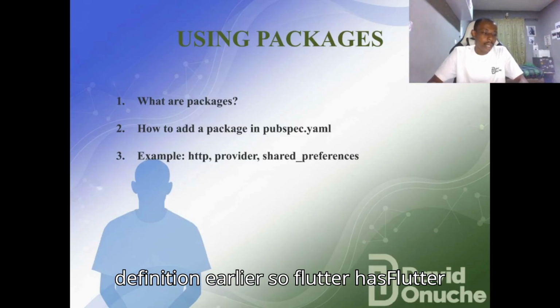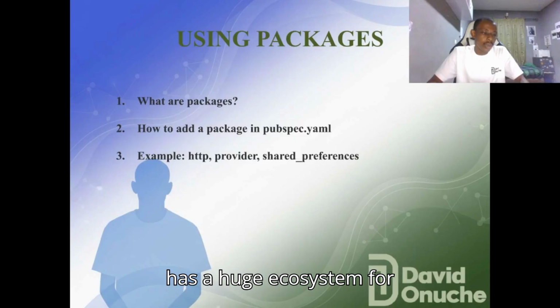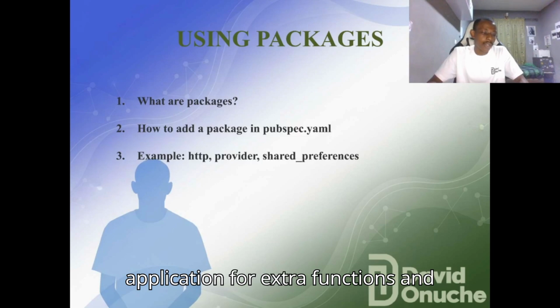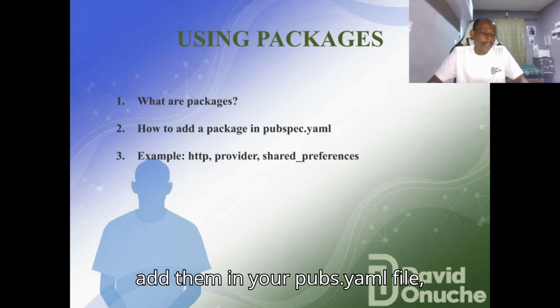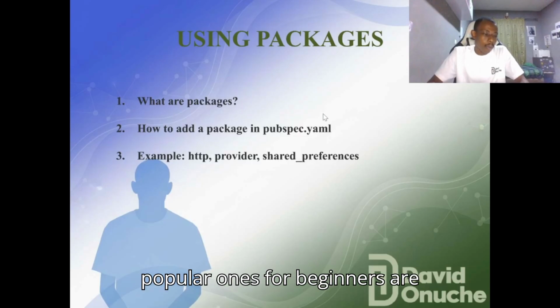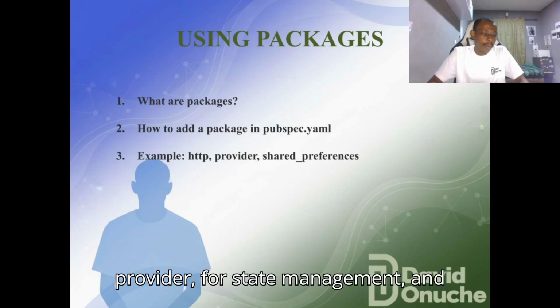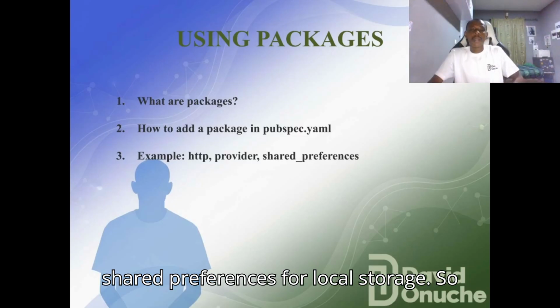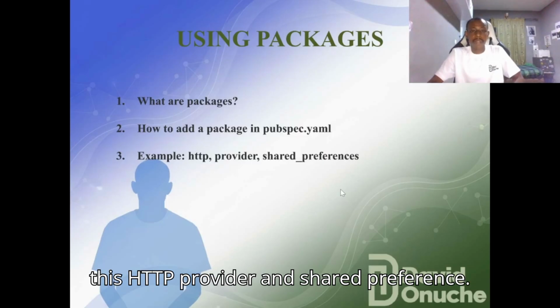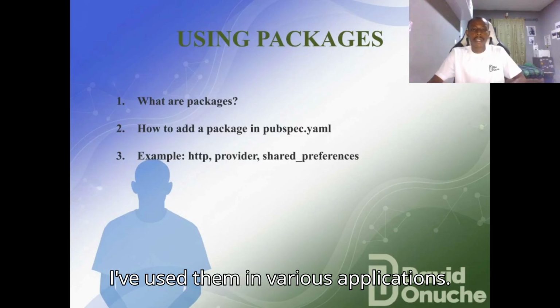So Flutter has a huge ecosystem for packages. Think of packages like a big plugin you can add to your application for extra functions, and you add them in your pubspec.yaml file, this file. Some popular ones for beginners are HTTP for APIs, provider for state management, and shared preferences for local storage. So I'll be explaining what I mean by all this: HTTP, provider, and shared preferences, right? I've used them in various applications.